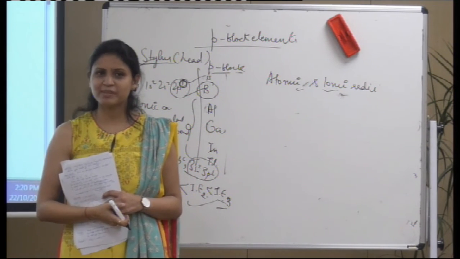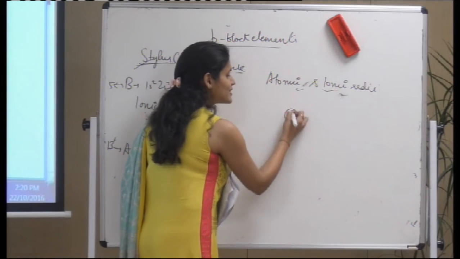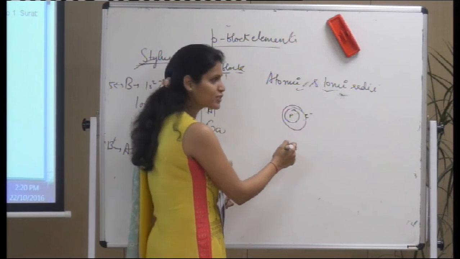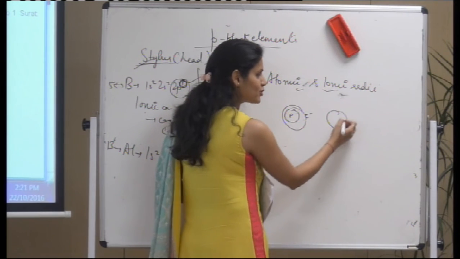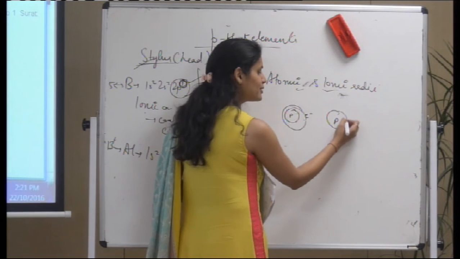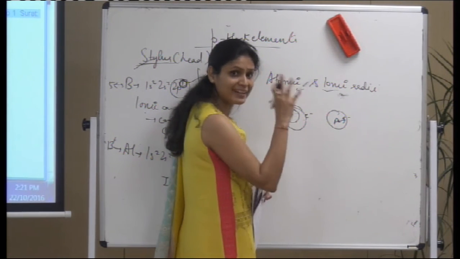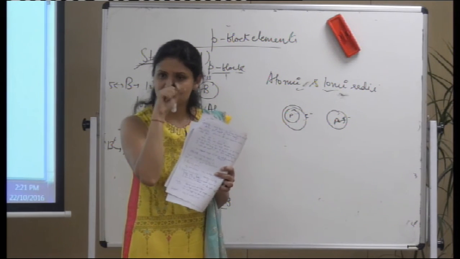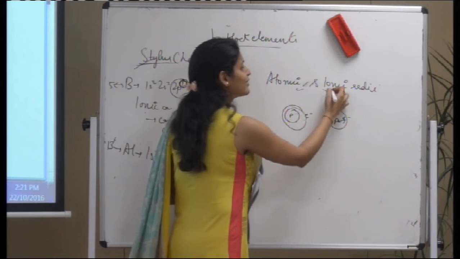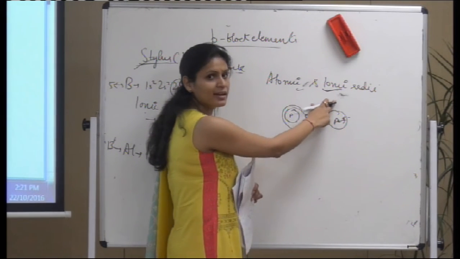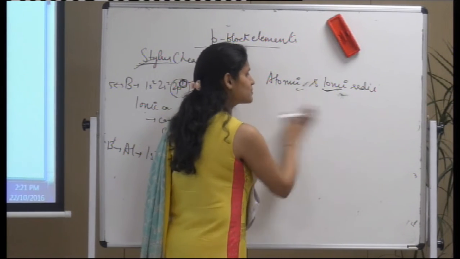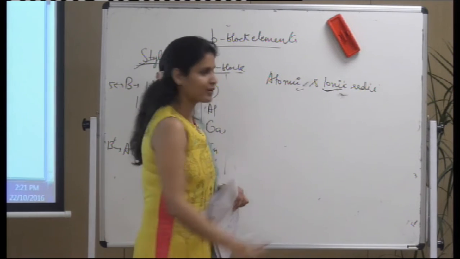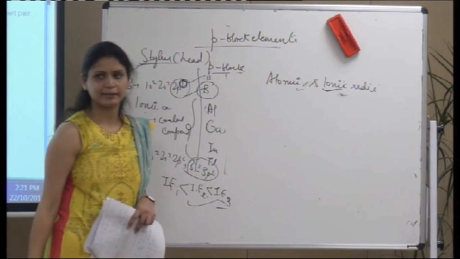Atomic radii should be greater, because when it is in the atom form, the number of protons is equal to the number of electrons. But once it has lost some electrons, the number of protons will outnumber the number of electrons, and there would be greater attraction. If there is greater attraction, the size would shrink, right? And hence ionic radii would always be smaller than the atomic radii. There would not be much difference, but it is true that ionic radii should be smaller than the atomic radii, right?